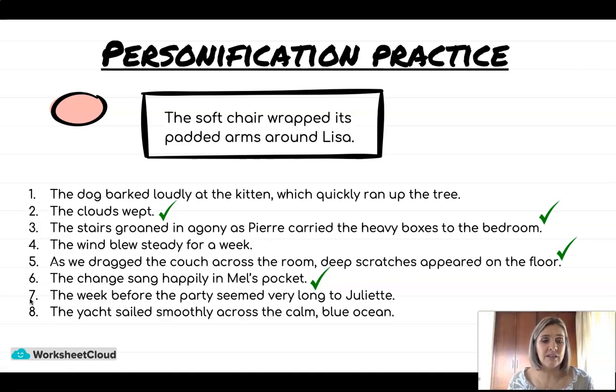And then number 8, the yacht sailed smoothly across the calm blue ocean. Nothing there to do with personification. The yacht isn't doing something that's showing it's got a person quality. I wonder if you see in number 8, just while we're here, sailed smoothly. Is that an example of alliteration? I hope you said no, because sailed and smooth, remember the SM, 2 consonants next to each other, SM's got a different sound to sailed.